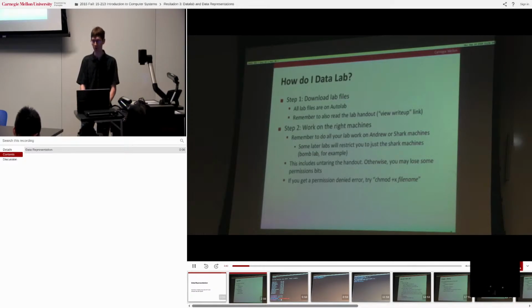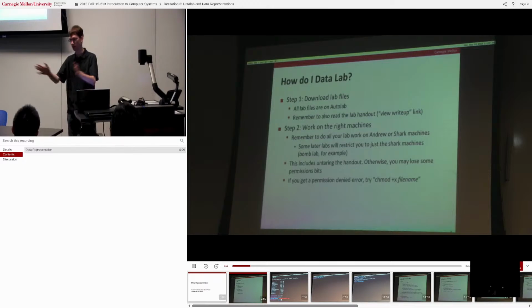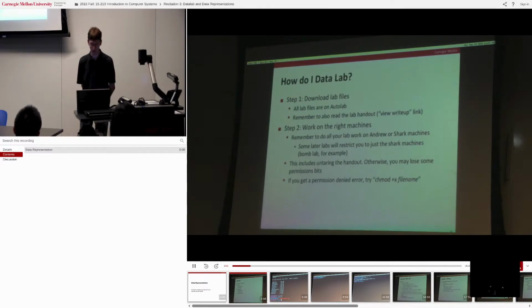They both have information about every lab. Make sure that you're doing your labs on either the Andrew Unix machines or the Shark machines. For some of the labs, you'll have to use the Shark machines. The next lab, Bomb Lab, will only work if you're using the Shark machines. The Shark machines are special machines just for you, the 213 students and the 513 students. The login username and password are the same as your Andrew ID and password that you would use for the other machines.